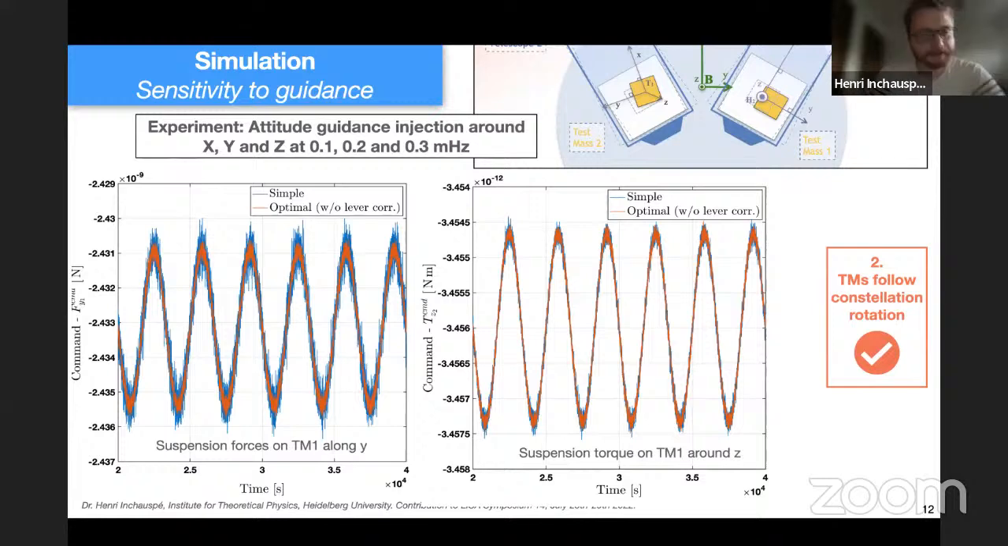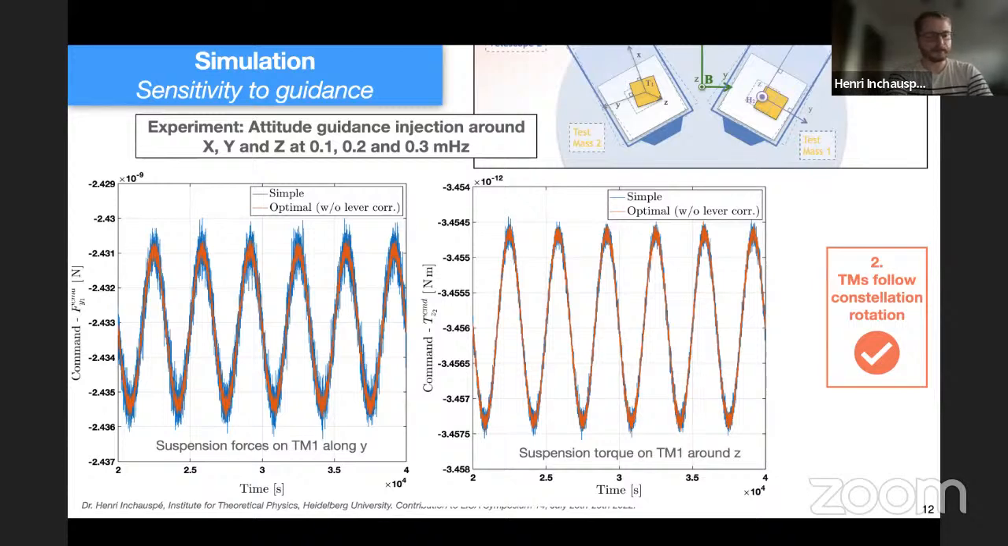Now you want to verify that you're rotating your test mass well with the constellation around the sun. To simulate that, you inject a guidance at low frequency, a guidance of the force rotating the spacecraft at low frequency, and we can show here that indeed this guidance triggers some suspension forces and suspension torque on the test mass that go along with this guidance.